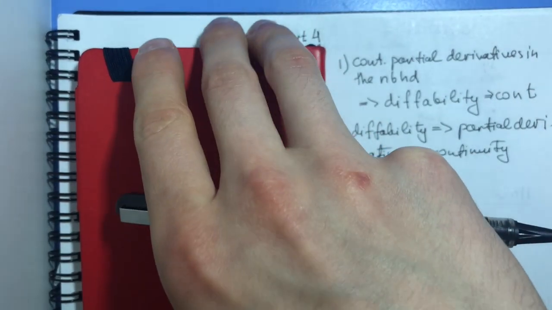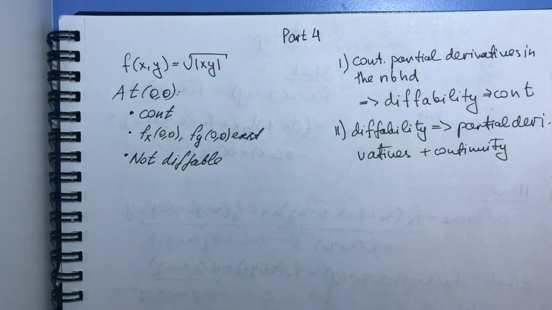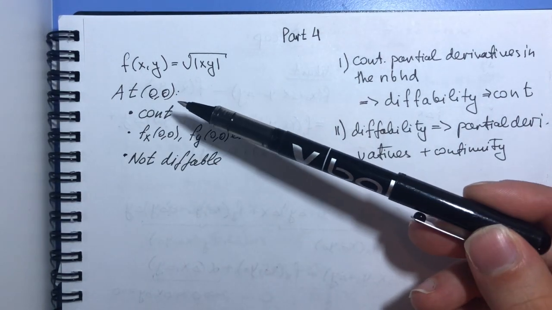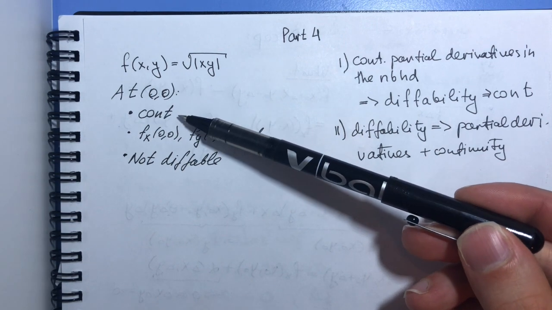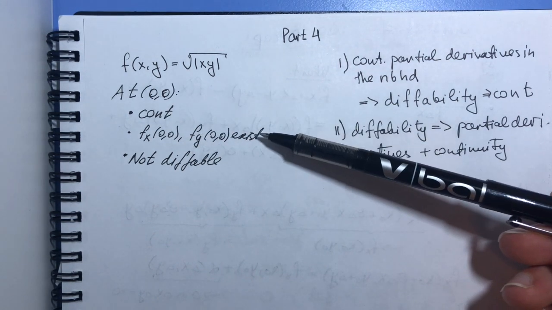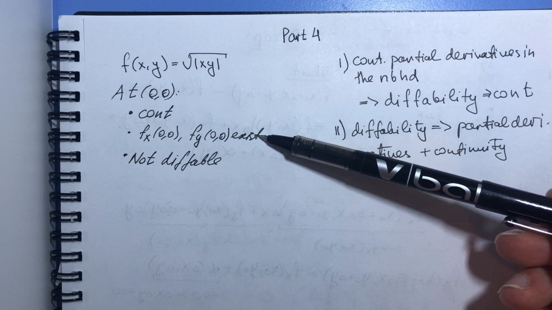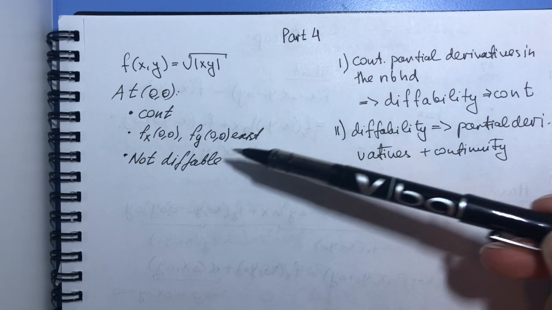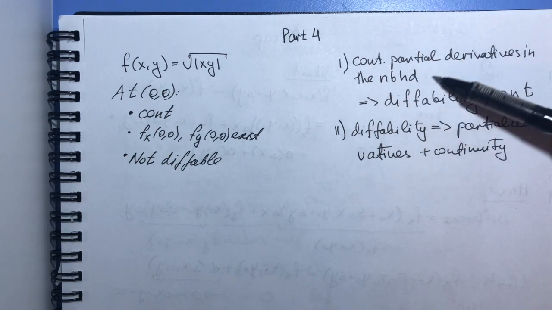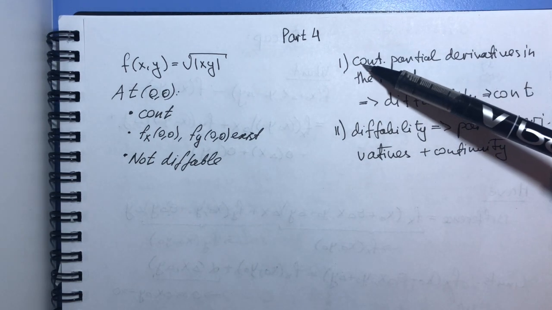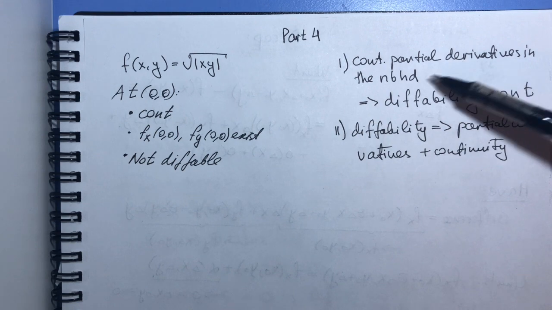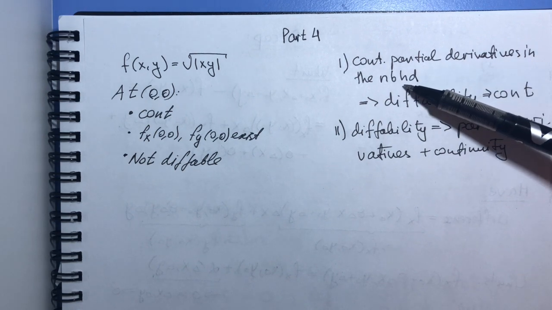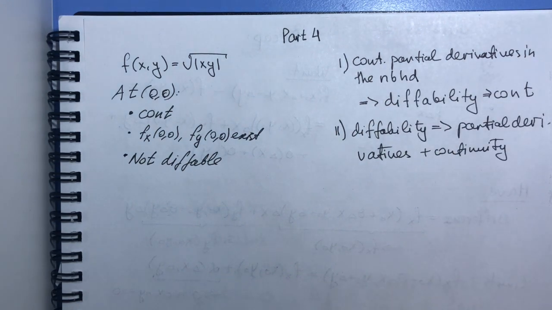So for counterexamples, let's look at this function. I want to prove that at the point (0, 0), it is continuous. It has partial derivatives at that point, but it is not differentiable. So that means that in this first theorem, continuity of partial derivatives in the neighborhood is a necessary condition.